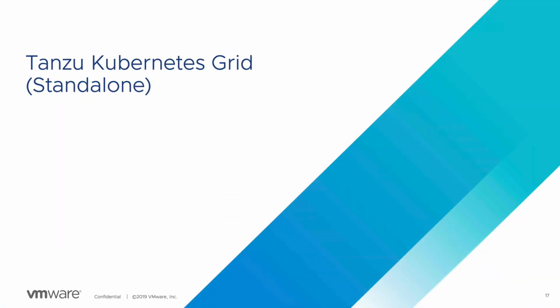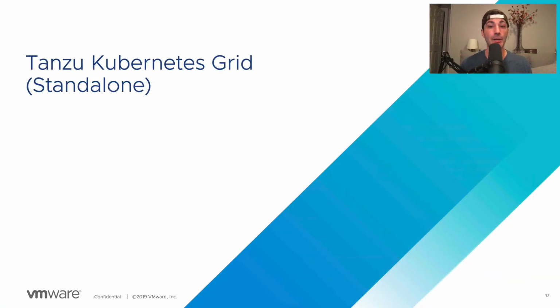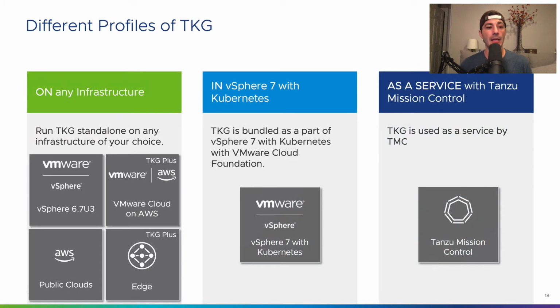So when we look at Tanzu Kubernetes Grid, I'm going to focus on what's called standalone. Standalone means a few different things. First is that we can run it on any infrastructure. That's like the different profiles I just talked about. The left-hand side here is really what I'm going to be looking at, which is running on any infrastructure. It's supported today on vSphere 6.7 Update 3, and also on AWS out of the box. We also have support for VMware Cloud on AWS through VMC, as well as edge deployments through TKG Plus subscriptions and offerings, which I'll talk about a little later.